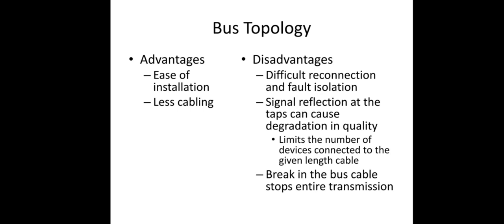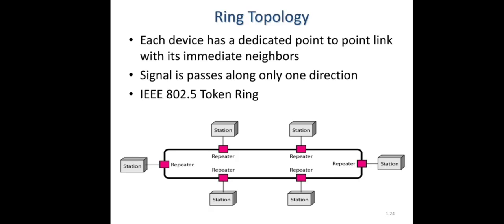If there is a break in the system, that will make the entire communication fail, right? It's very difficult to find out where the corresponding fault occurs. So fault identification and isolation are very limited. And as you were told earlier, the tapping creates signal loss, and signal reflection at the taps can cause degradation in quality. So this will limit the number of devices which can be connected to a given length of cable. Okay, so these are the different drawbacks of this bus topology.